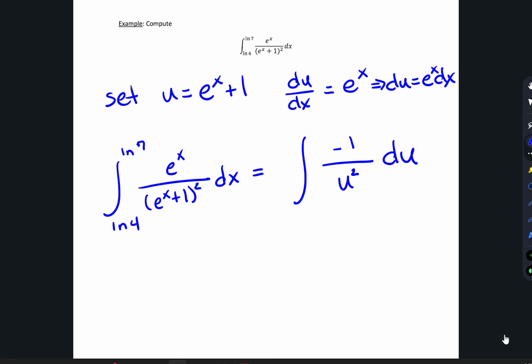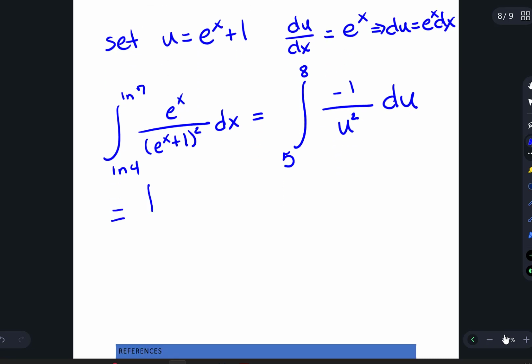Now for our upper and lower bounds, we don't want to have the natural log of 4. Now that we have this in terms of u, what we want to do is substitute in x for the natural log of 4. So notice if we have e to the natural log of 4 plus 1, that's going to be equal to 4 plus 1, which is 5. And if we have e to the natural log of 7 plus 1, that's going to be 7 plus 1, which is 8.